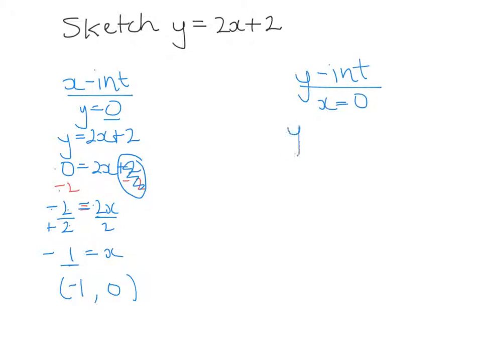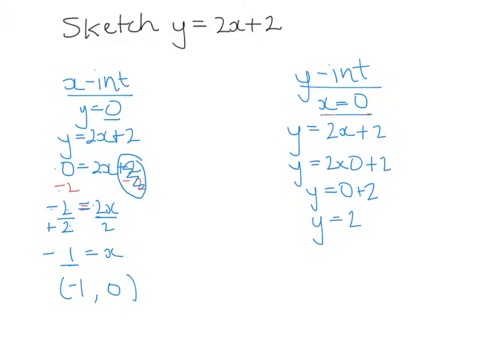So if into our equation we put in x is equal to 0, 2 times 0 is 0, 0 plus 2 is equal to 2. So when x equals 0, y is equal to 2. And here is another point that we can use to plot our graph. And I'll do that on the next page.